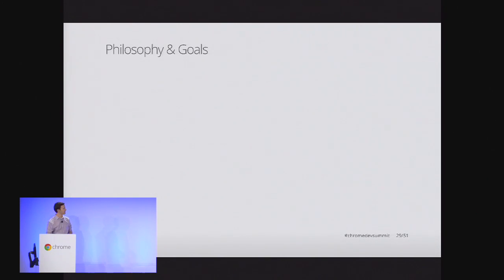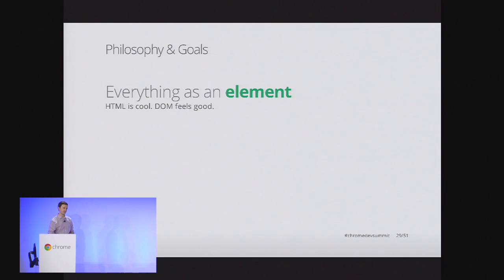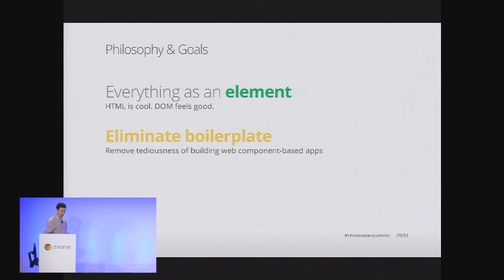So philosophy and goals. We keep it simple on the team. The first, and probably the most core fundamental aspect of the project and web components is everything is an element. We think that's awesome. We think HTML should be a first-class citizen again to the web. We think it's cool. And DOM feels actually really good to work with again. Unless you start to play with this stuff, it actually makes a lot of sense again. You don't have to write tons of code. Eliminate boilerplate. We want to make your life more productive as a web developer. And so we want to remove, even in 2013, it's hard to be a web developer. It's very tedious. You have to remember things like touch events, pointer events, and all this other stuff. We want to remove all that.